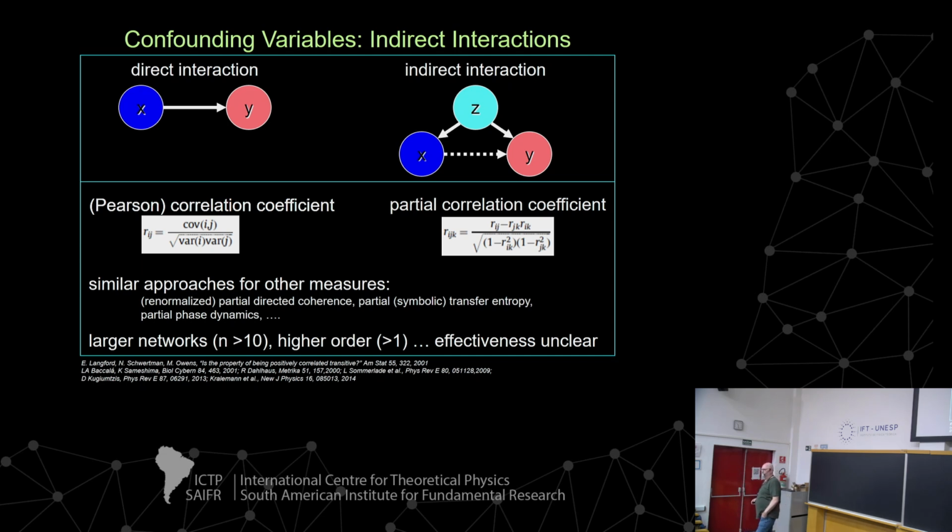Indirect interactions. The concept is you have a direct interaction, it goes like that, and then you take, for example, the Pearson correlation coefficient, and you are done. And then you have this observation here: there's another system that you have not observed. You have a non-interacting system, and this unobserved system introduces a spurious interaction into the systems. The idea was to go for the partial correlation coefficient. Good. Old stuff. We know that. There are similar approaches for others: the partial directed coherence, the partial transfer entropy, partial phase dynamics, and so on.